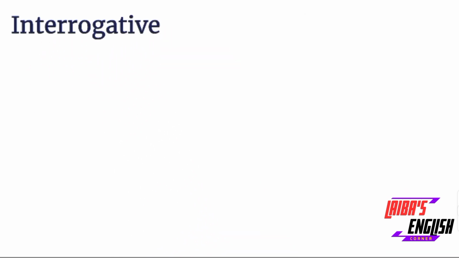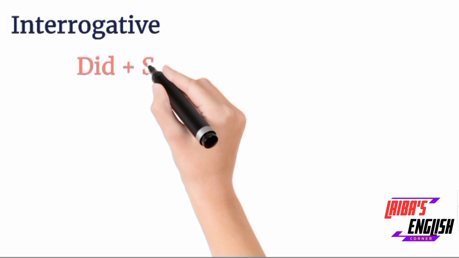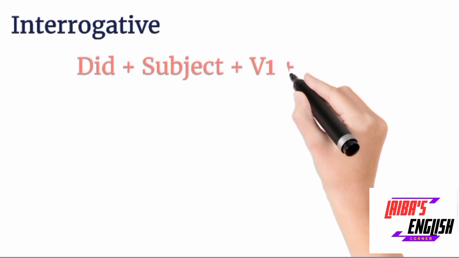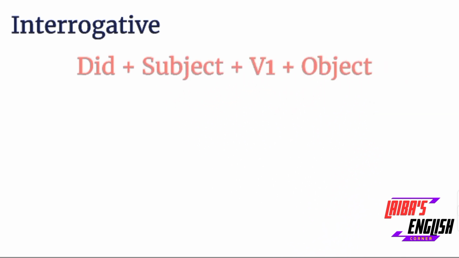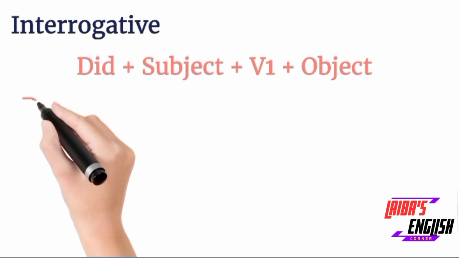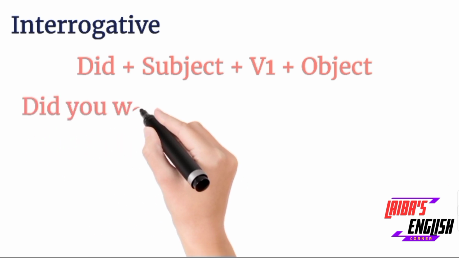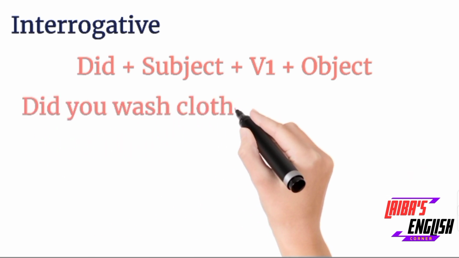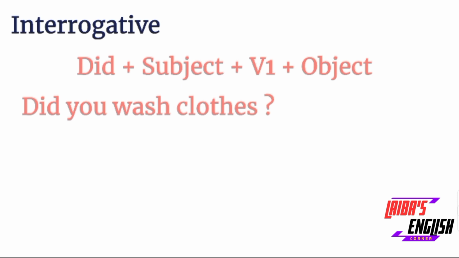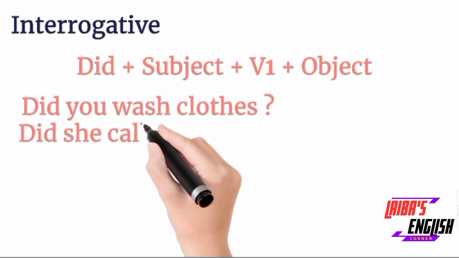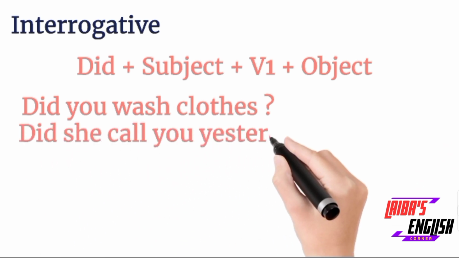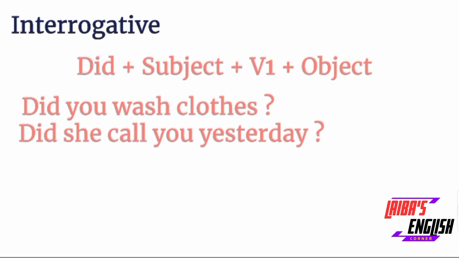Now we are going to make the interrogative of this simple past tense. As I already told you, in interrogative we have to put the helping verb at the start of the sentence, and the helping verb is did. So did plus subject plus verb first form plus object, but don't forget to put the question mark at the end of the sentence. So an example is, did you wash clothes? Question mark. So we are putting did as the helping verb at the start, then the subject and the verb first form plus object. Second example is, did she call you yesterday?